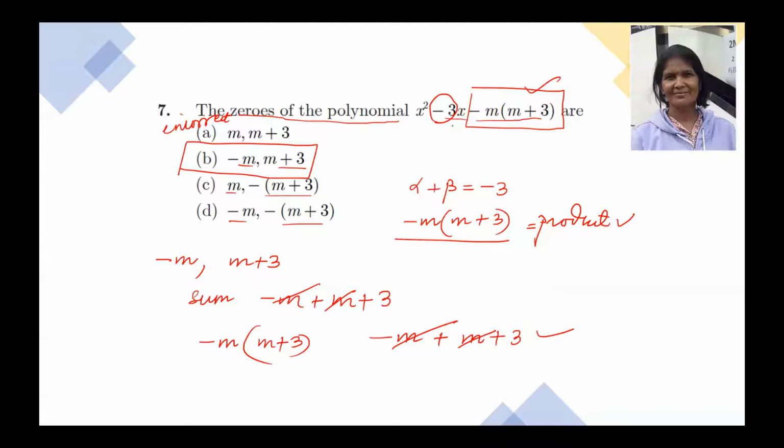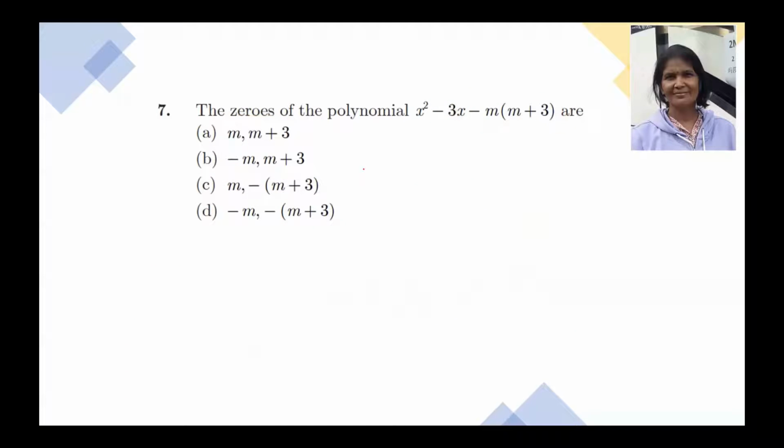I am getting sum is equal to 3, not minus 3, because the formula is x square minus, pardon me, I'm doing this question again. Here alpha plus beta is equal to 3, then only I'm getting minus 3. And alpha into beta is minus m into m plus 3. So m and m plus 3 must be of opposite sign. So either this will be the answer or this will be the answer, because I'm getting negative here.